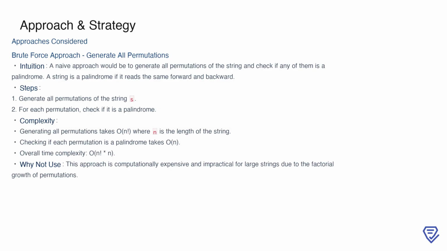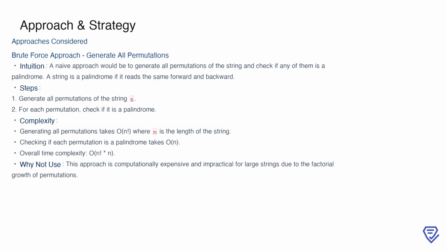To solve the problem of determining if a permutation of a string can form a palindrome, one approach we could consider is the brute force method. The idea behind this approach is to generate all possible permutations of the string and then check each permutation to see if it reads the same forward and backward, which is the definition of a palindrome. The steps are straightforward. First, generate all permutations of the string, and then for each permutation, perform a check to determine if it is a palindrome.